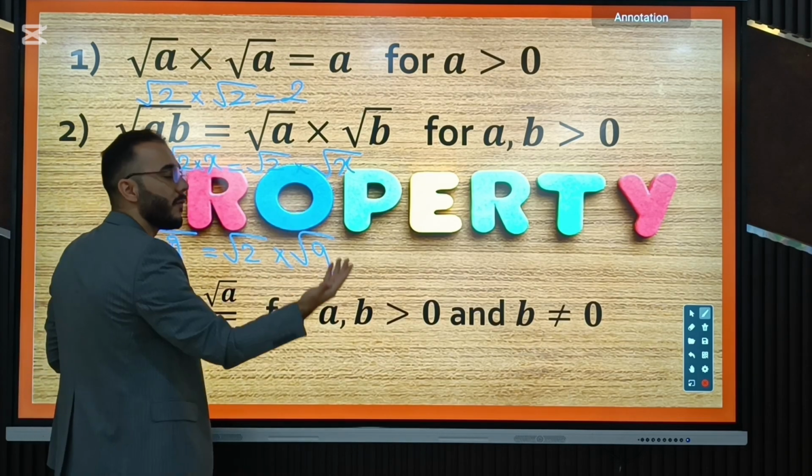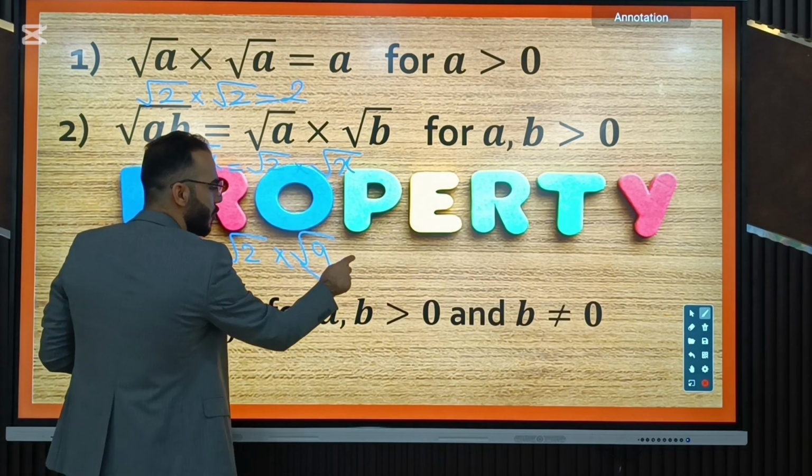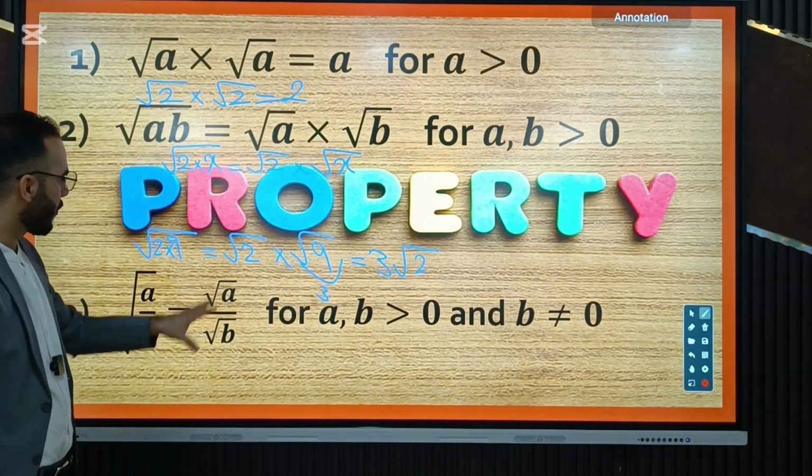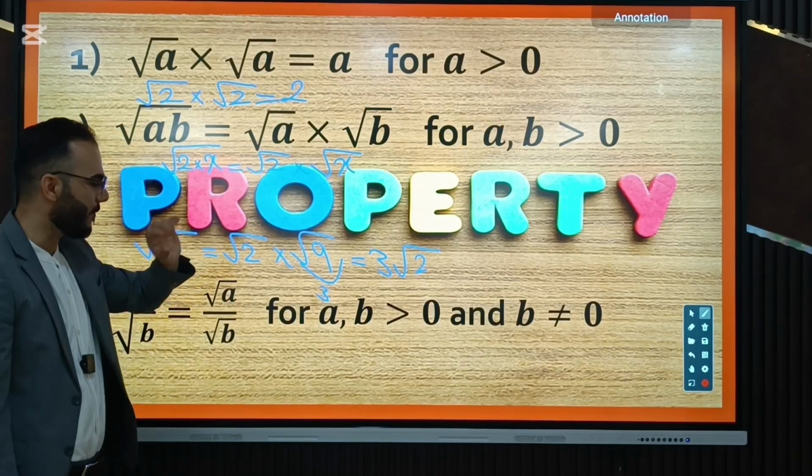The square root of 9 is perfect. It's going to become 3. So basically we can write it as 3 square root of 2. The square root of 2 is not perfect, so it's going to stay the same.